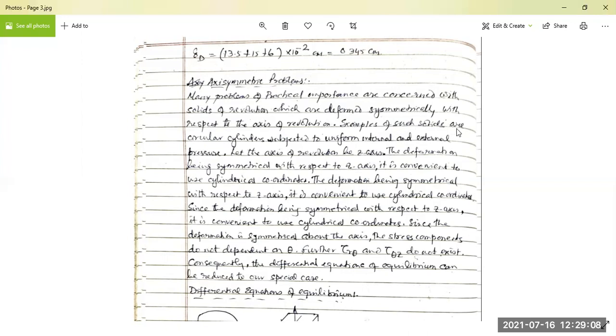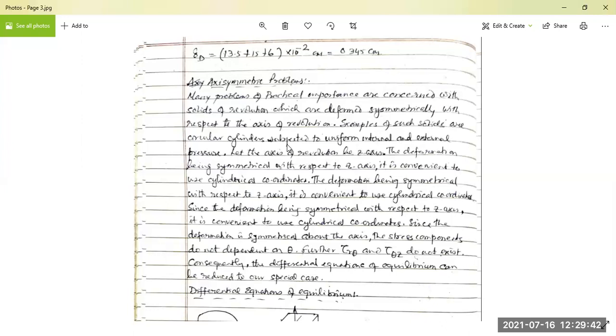Examples of such solids are circular cylinders, which are circular and have an axis, and all the points on its surface, irrespective of the thickness, are at equal distance from the centroidal axis. This cylinder can be closed at both ends, but it will still have this phenomenon, and it can be open at both ends and have the same phenomenon.